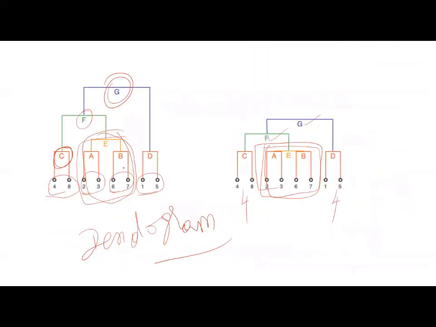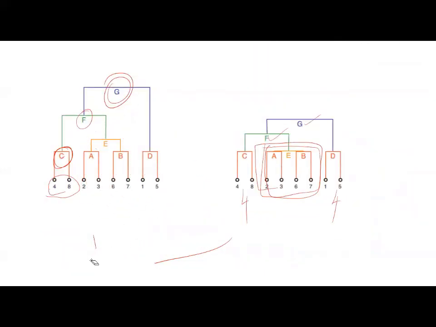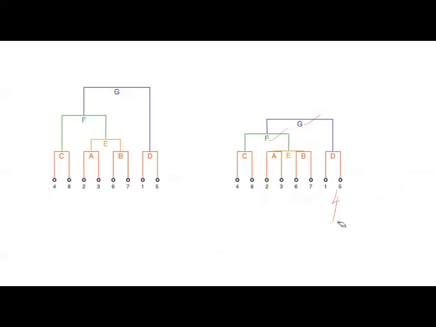This is the example. First, we have 4, 8, 2, 3, 6, 7, something like this. Now, when we find the smallest distance, these two can be merged. These two can be merged like this. So this is called a dendrogram. This is called hierarchical clustering. Hope you understood. Thank you.